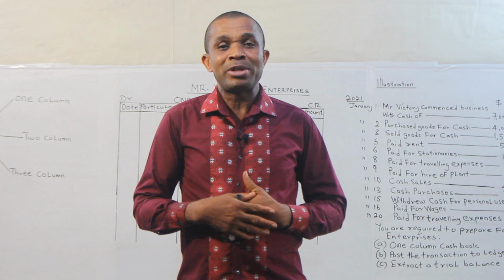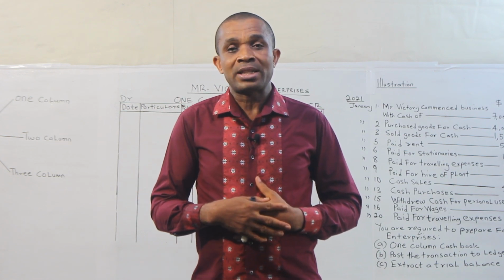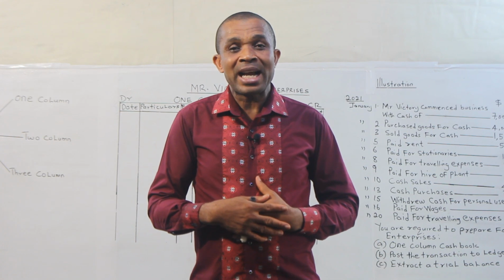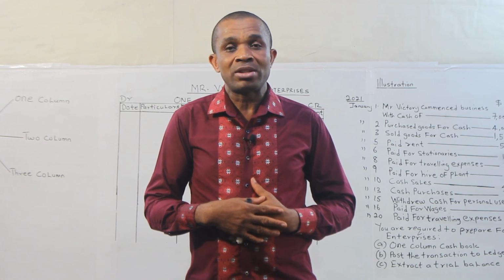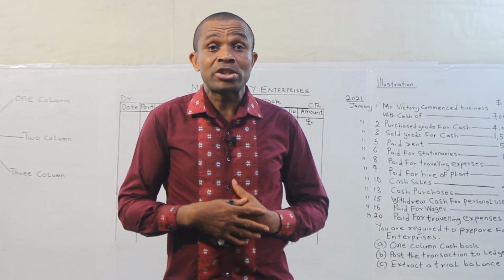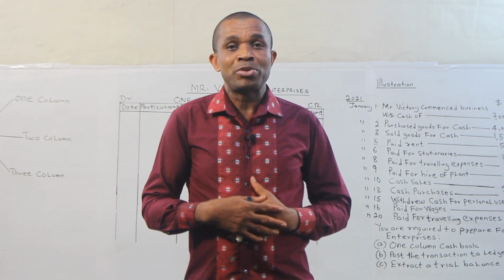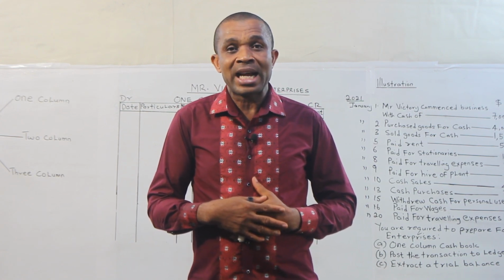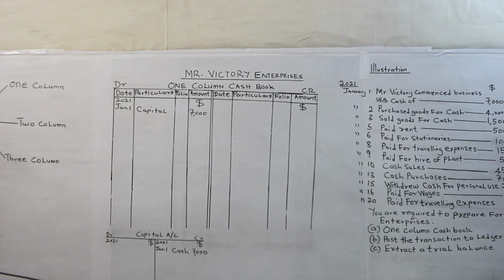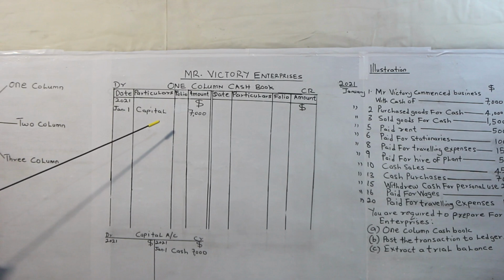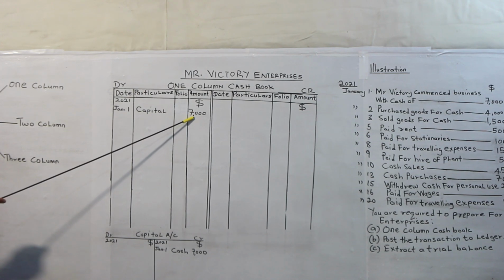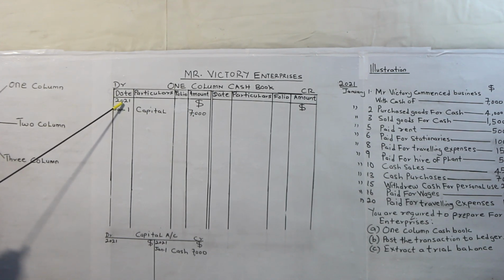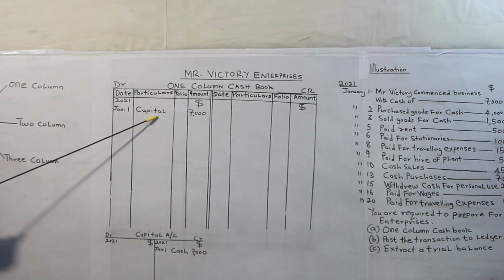So what do I do now? I go and debit my cash book with $7,000 and credit the capital account representing the owner of the business that brought the cash with $7,000. So the transaction becomes debit the cash book with $7,000 and credit the capital account with $7,000. Now we debit the cash account with capital of $7,000 on January 1st, 2021. This represents the amount received from the owner of the business.